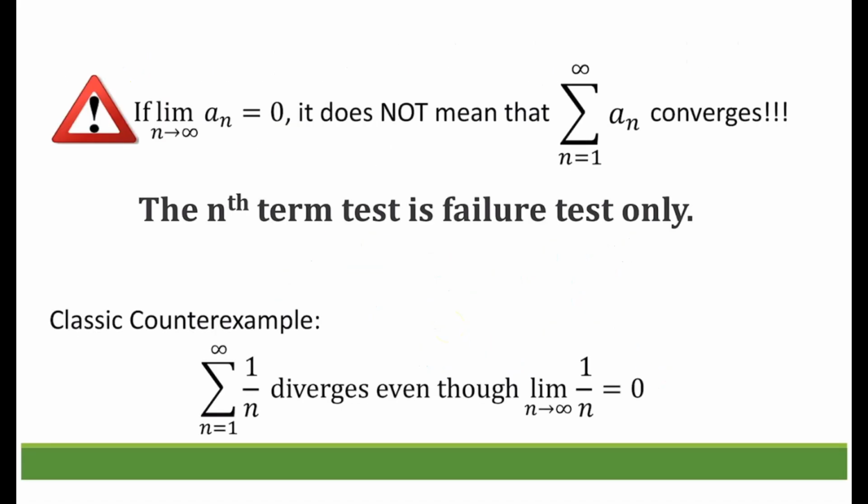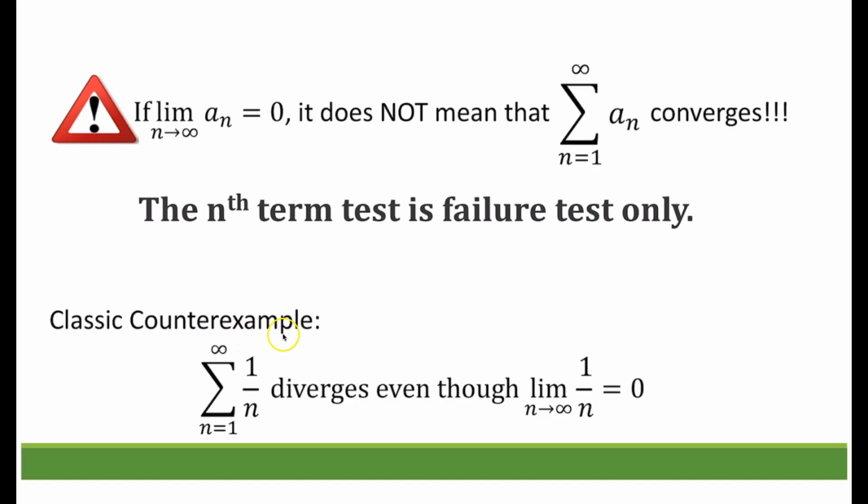So now, to wrap up, we're going to reiterate a common mistake. The warning here is that if the limit as n approaches infinity of a sub n does equal 0, that does not mean that the infinite series converges. So the nth term test, or the test for divergence, is a failure test only.